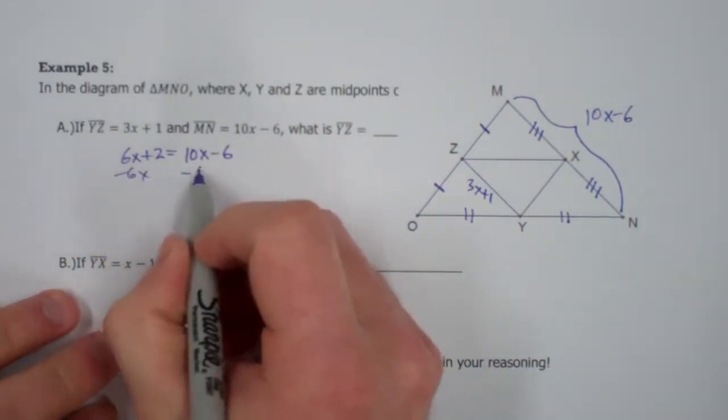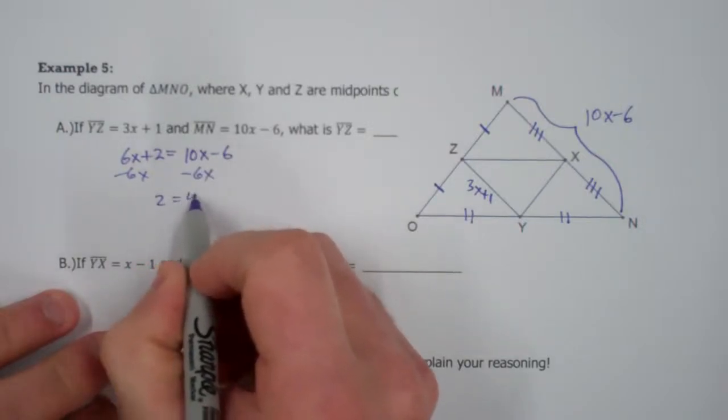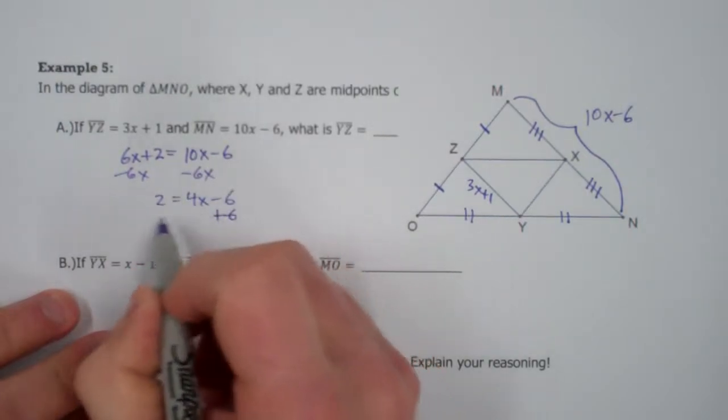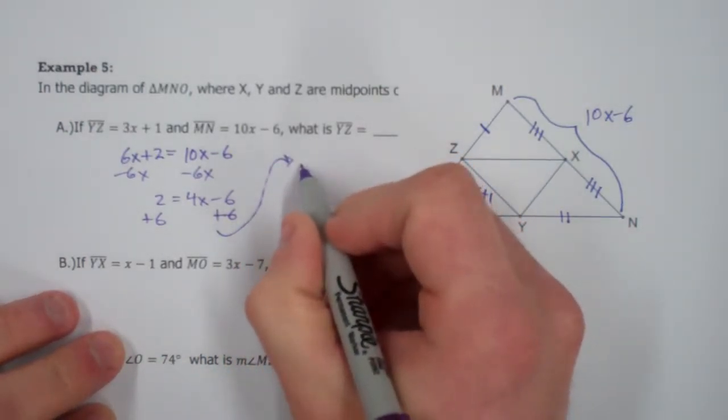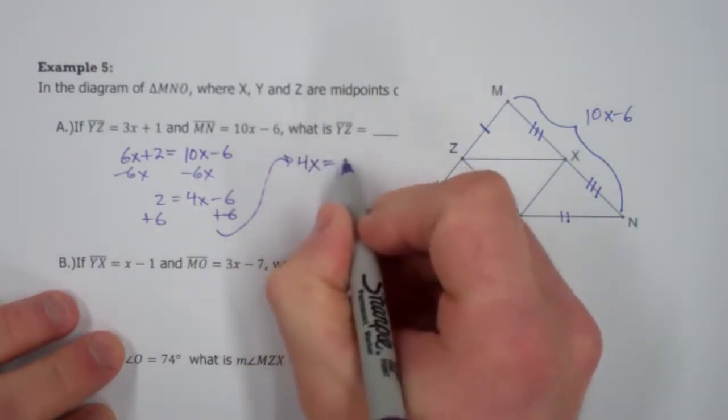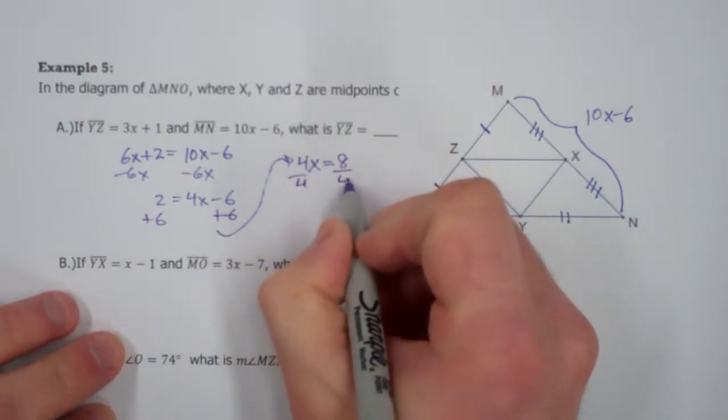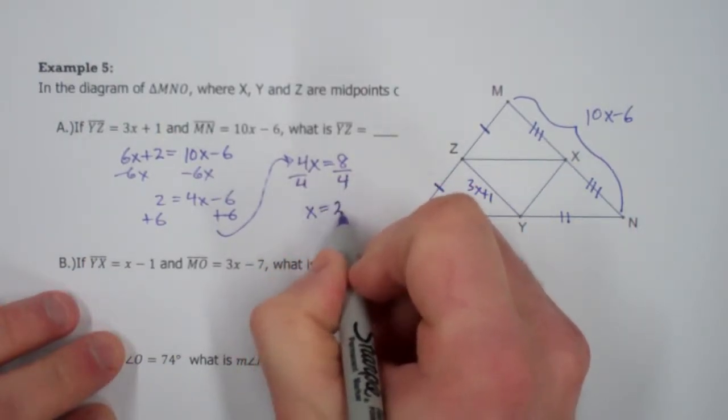We can subtract 6x from each side. 2 is equal to 4x minus 6. Add 6 here. And we'll continue the work up top. And this would be 4x is equal to 8, divided by 4, and x will be 2 in this case.